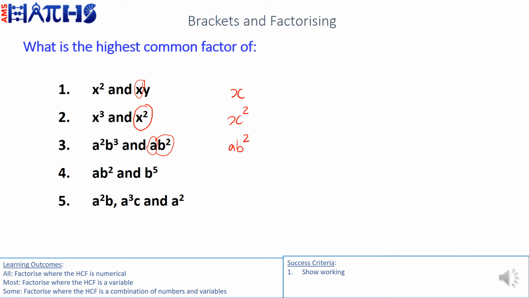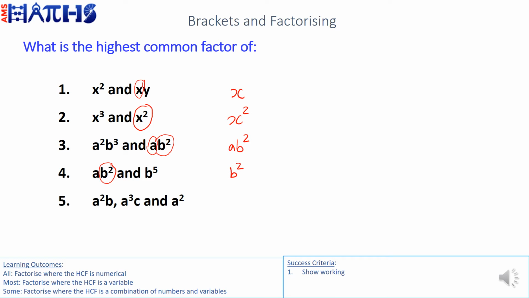Let's look at number 4. The common variable that we have is b, and so we're just going to look at the powers in b to determine which one is our highest common factor. And again, we will take the smaller power for our highest common factor, so it therefore means that the highest common factor for number 4 is b squared.